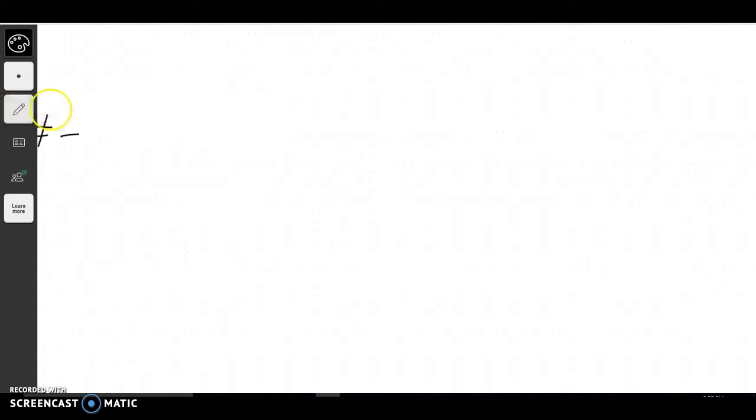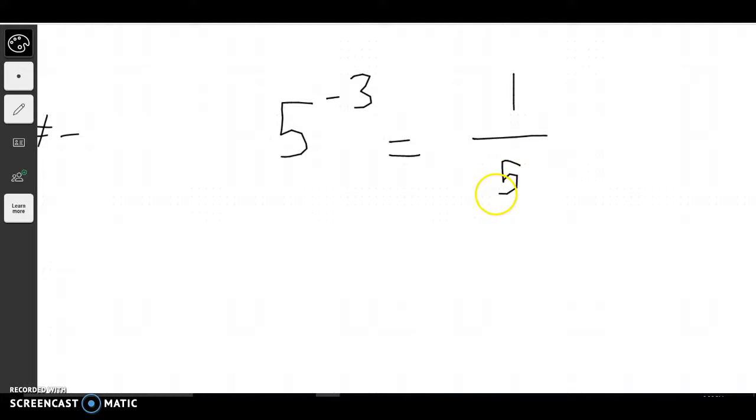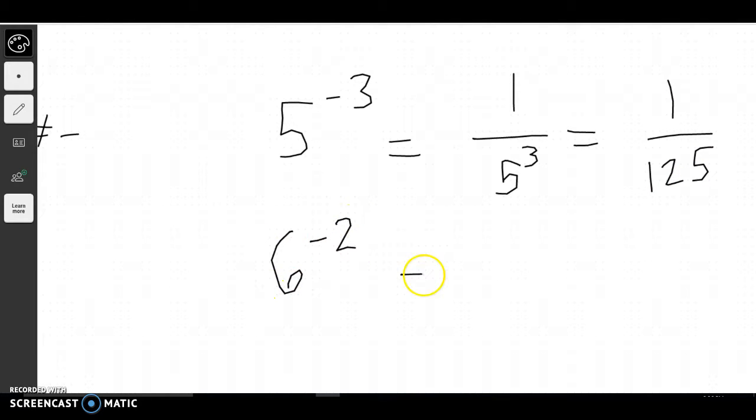Let's look at what's going to happen with these other exponents. 5 to the negative third. That means I'm going to divide the starting value by 5 three times. So that would be 1 over 125. What would 6 to the negative second be? That means I'm going to divide 1 by 6 twice, or 1 over 36.